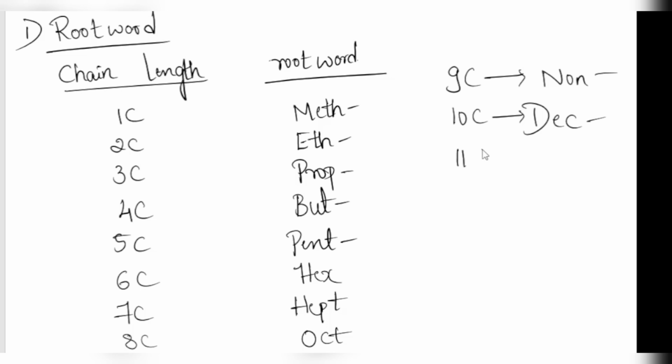For 11 carbon, it is undec. For 12 carbon, it is dodec. Like that, it will keep on going. For our level, up to 10 carbons is more than sufficient to learn. Now we have to remember, suppose in a carbon chain there are 4 carbons, if someone asks what the root word for that is, we can tell very quickly that but is the root word. Then we can easily name the organic molecule.